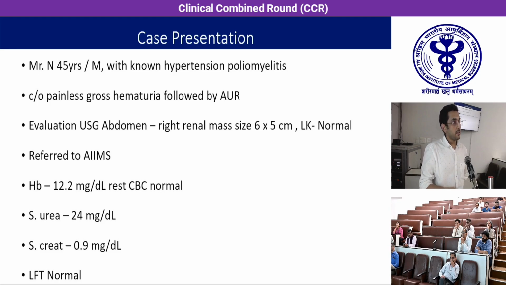for which he was evaluated in an outside hospital with an ultrasound abdomen that showed a right renal mass of size 6 cross 5 centimeters. The opposite side kidney was normal. He was subsequently referred to AIIMS for further management. When he presented to us, the biochemical investigations were within normal limits.